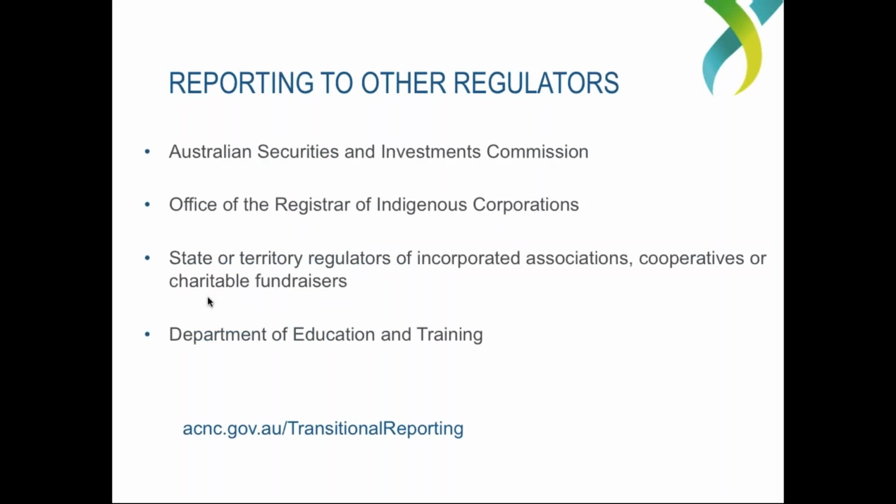So along with your requirement to submit an annual information statement and any financial reports along with that, you may also have an obligation to submit to other regulators. Some other regulators will often depend on your legal structure. So if you're a company, you may have obligations to ASIC. If you're an incorporated association, you may have obligations to your state regulator, such as fair trading or consumer and business affairs, for example.